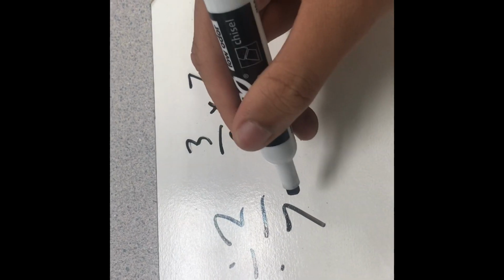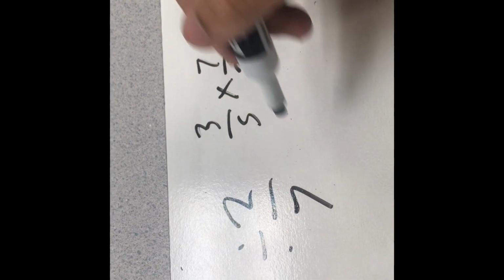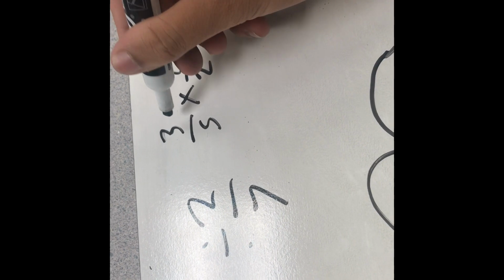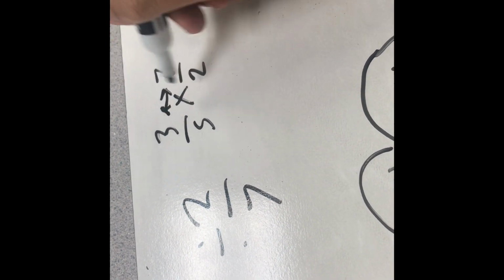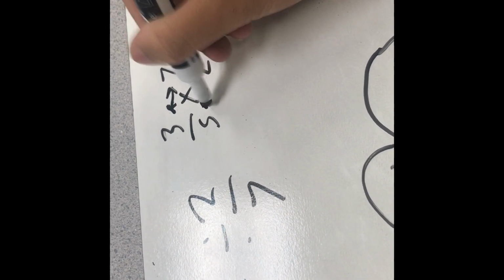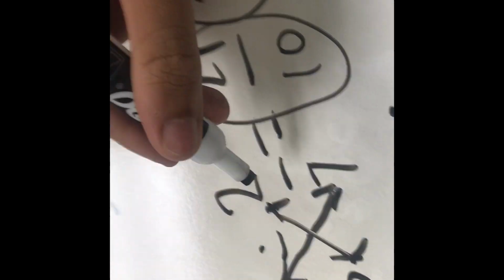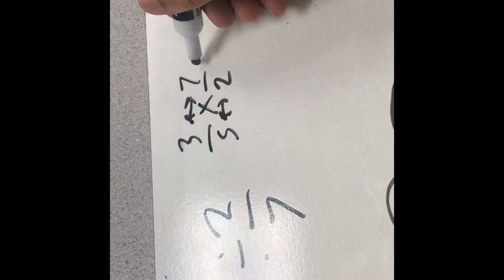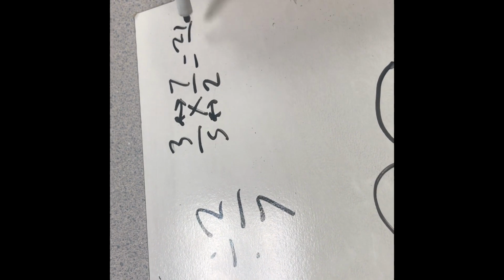So you see the 7 is on the top now, and the 2 is on the bottom. Now we would just multiply this way and this way. Basically what we did here, except without the cross. We would just multiply straight forwards now. And then this equals 21 over 10.